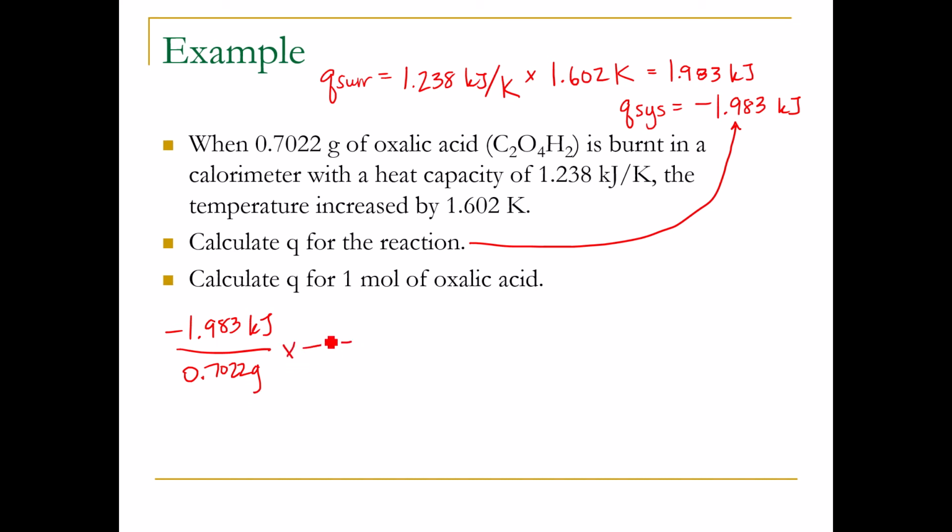Now I can turn that into moles by using molar mass. For oxalic acid, we have 90 grams per mole. All right, so this gives me negative 254 kilojoules per mole. Okay? All right, so bomb calorimetry is used to determine heat necessary per gram or per mole that is moved from the system to the surroundings.